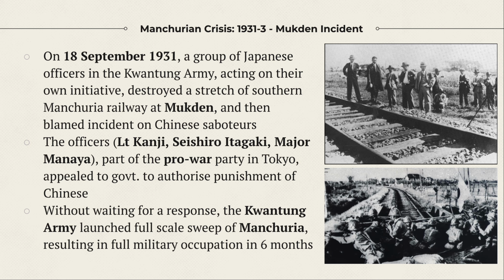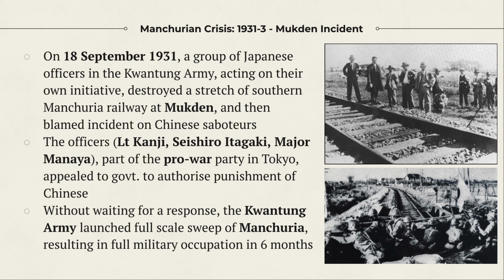They attack a stretch of the Manchurian railway at Mukden. So it's also called the Mukden incident, and they blame it on Chinese saboteurs. You can see the officers who are involved there. They were part of the pro-war party in Tokyo, and they appealed to the government to authorize the punishment of the Chinese. So they blame this on the Chinese, and they say, look, the Chinese have attacked our railway. Now we need to have some sort of repercussions.